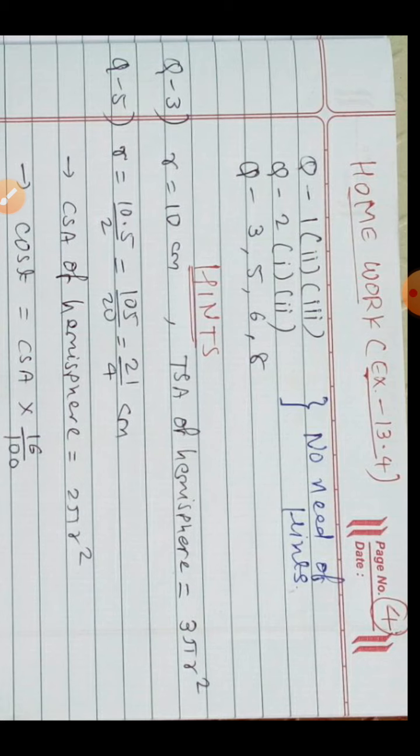Now in question number 1 and 2, no need of hints, very simple, just apply the 4 pi r square formula. In the first one radius is given, in question number 2 diameter is given. So just like our first and second solved sums, they are similar to that. So I have not given hints for question number 1 and 2. Now look at 3, 5, 6, 8.